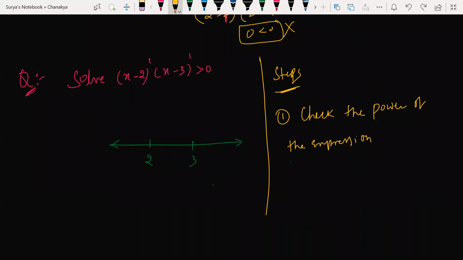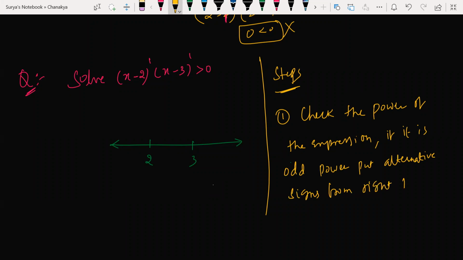Check the power of the expression. If it is an odd power, put alternate signs, from right to left. Second point is what?